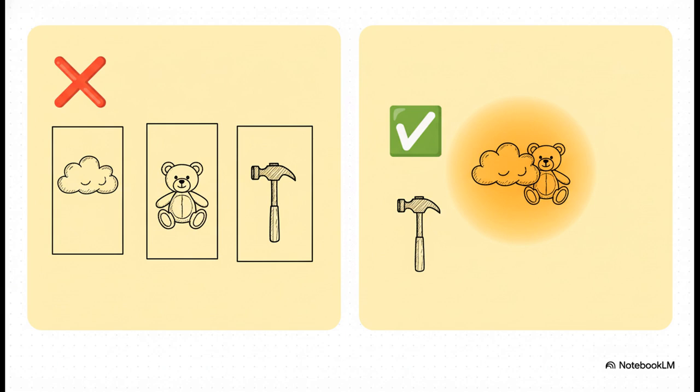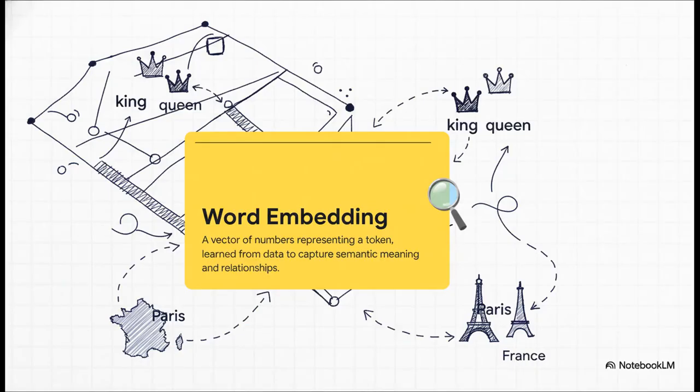The real goal is to create these embeddings, where words with similar meanings are actually represented by similar sets of numbers. I want you to imagine a giant, multi-dimensional map of meaning. Every single word has its own coordinates on this map. So on this map, words like king and queen would be really close neighbors, and Paris would be right next to France. That's exactly what a word embedding is.